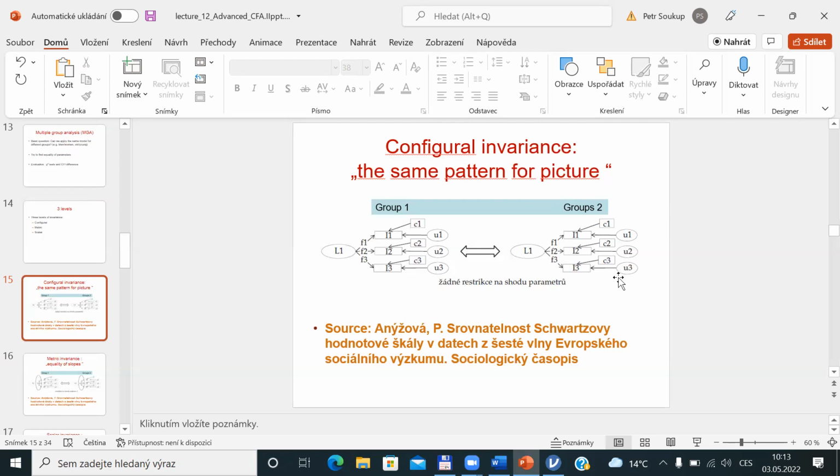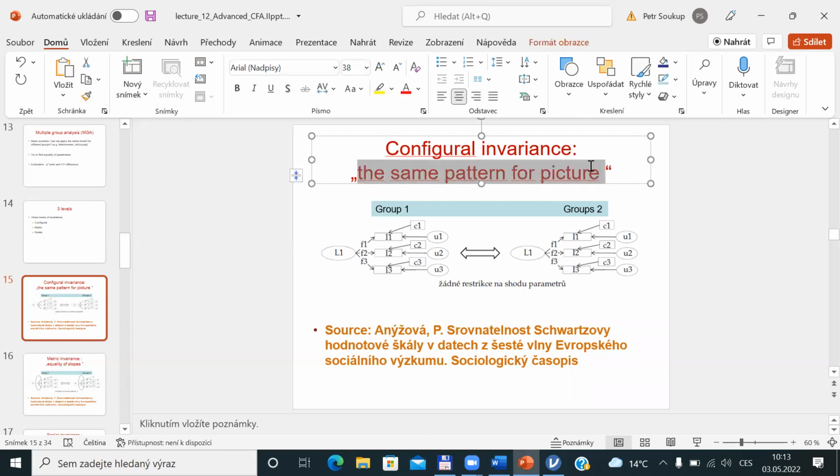So I will apply only the same picture. It means the same description of the model, but I will evaluate these individual factor loadings as well as these individual intercepts separately. So it means these values will be different between groups. So that's configural invariance, or something that is called the same pattern for the picture.